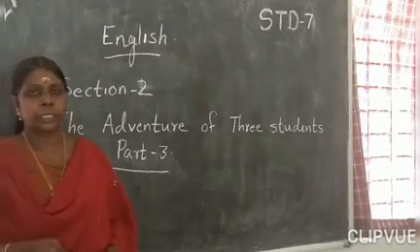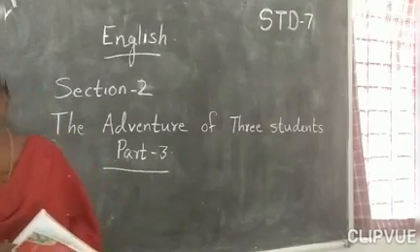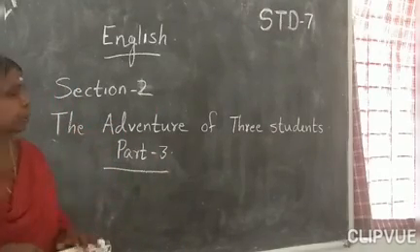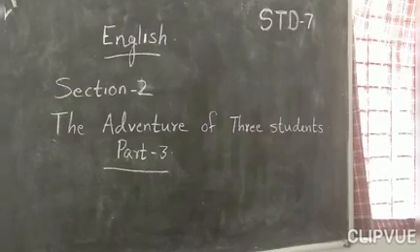Welcome to English class. Today I am going to teach you English of Standard 7, Section 2, The Adventure of the Three Students. We already studied scene 1 and 2 and also taken scene 3, and now we have to take page 137. That is the middle part of that page.